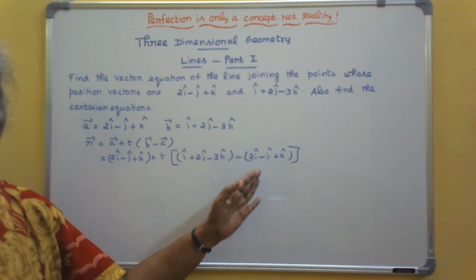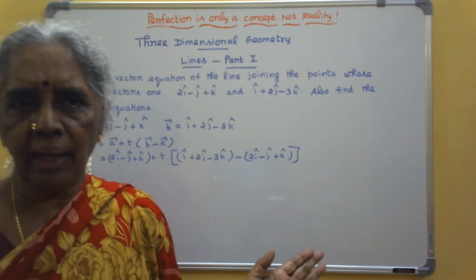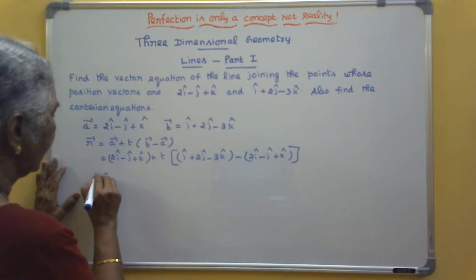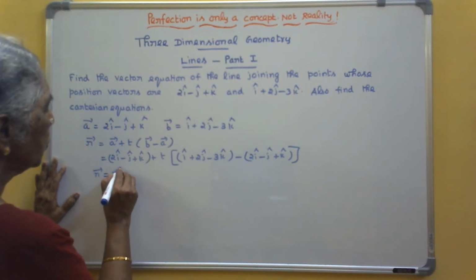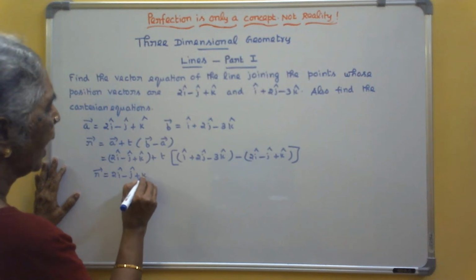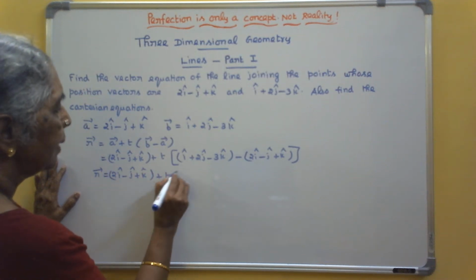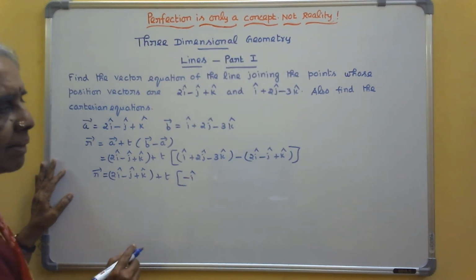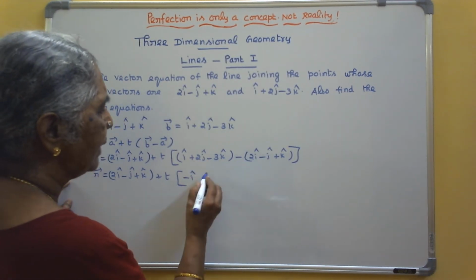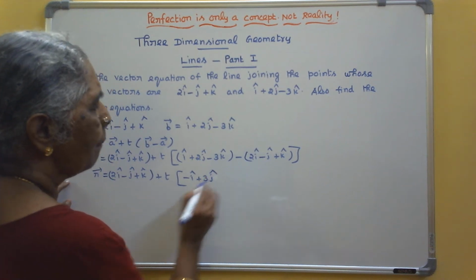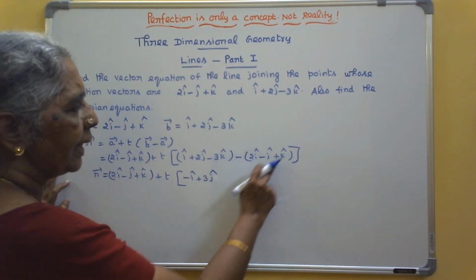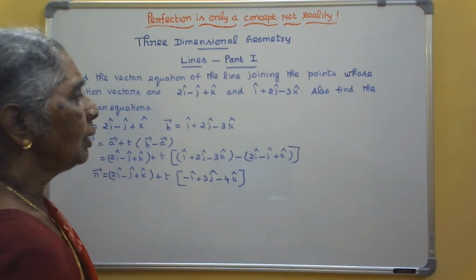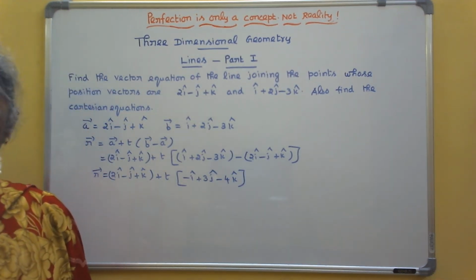Because it is subtraction, you know how to subtract i and j like that. You have to combine. So actually you will be getting r vector is equal to 2i cap minus j cap plus k cap plus t into, this is minus 2i, this is i, so you will be getting minus i cap. Here it is minus j, this is 2j, you will be getting plus 3j. This is minus 3k minus k, so it is minus 4k. So this is the vector equation.